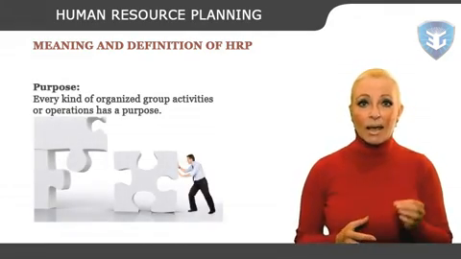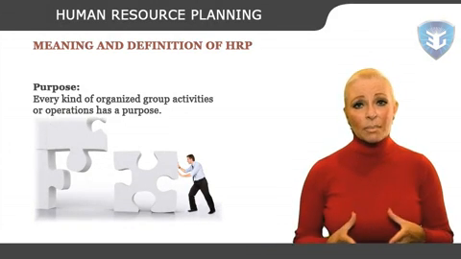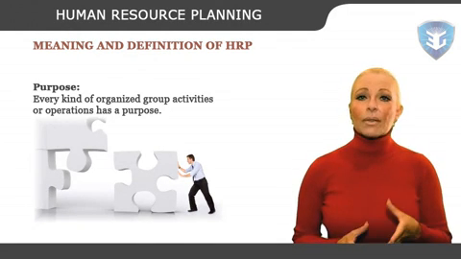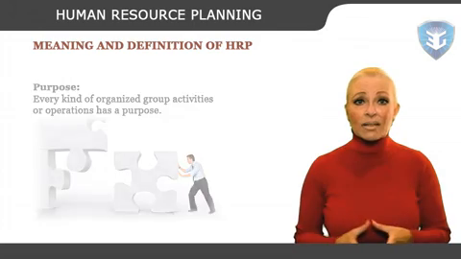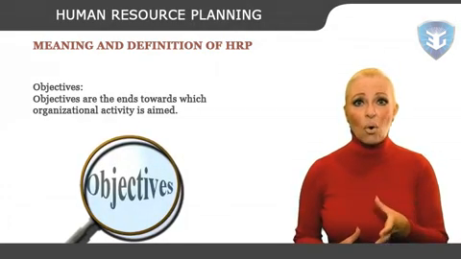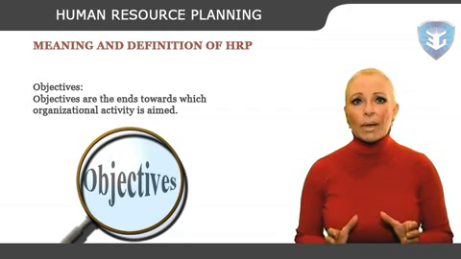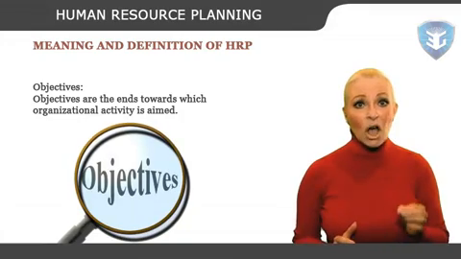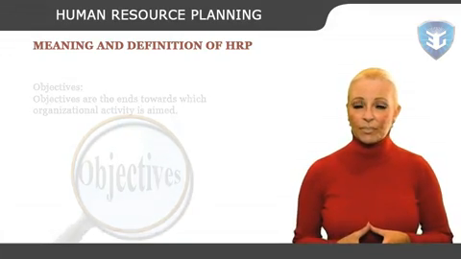Purpose. Every kind of organized group activity or operation has a purpose. For example, the purpose of the bank is to accept deposits, grant loans, and advances. Objectives. Objectives are the ends towards which organizational activity is aimed. Every department has its own objectives which may not be completely the same as those of the other department or organization.